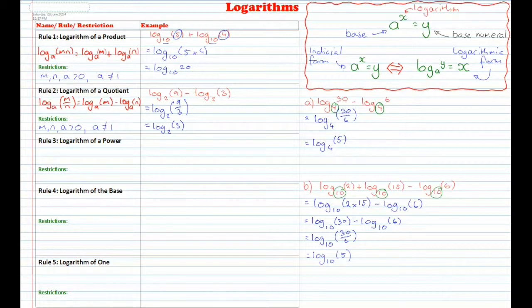Now to simplify this we can obviously go, because it's a minus, you do a log base 10 30 divided by 6, grabbing this 30 and the 6 and putting it as a fraction here, and 30 divided by 6 is 5, so our answer is log base 10 to the 5.